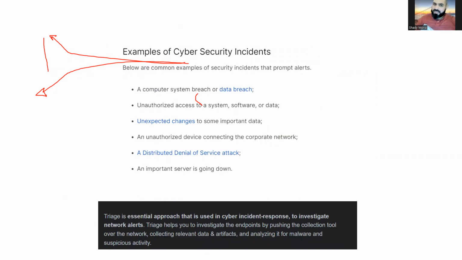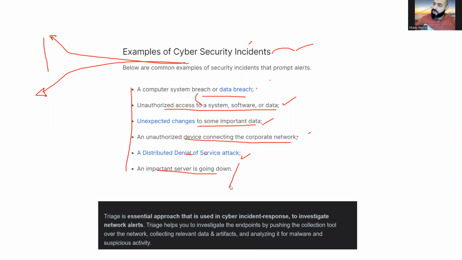What examples of security incidents we have already maybe covered before, but these are some of the incidents that happen. An incident is basically when a threat compromises a vulnerability. So anything that can pose a danger to your confidentiality, integrity, and availability is considered a threat. A computer system breach or data breach means that someone breached your confidentiality. Unauthorized access to a system, software, or data means someone compromised your confidentiality. Unexpected change to some important data is a compromise of your integrity. An unauthorized device connecting to the corporate network is also an indication of a confidentiality issue. A distributed denial of service attack is an issue of availability because the system will not be available. So this is all an incident. And important servers going down is a compromise of your availability. So all of these are considered incidents, guys.